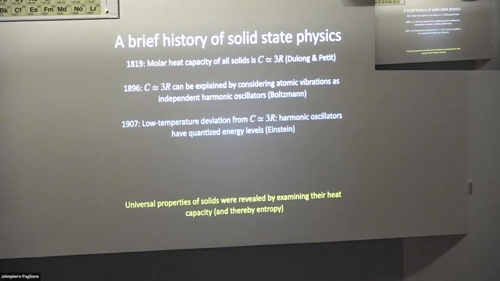Okay. So then another 20 years later, or 10 years later, experiments were demonstrating that as you go to a lower temperature, the C equals 3R no longer holds. And so now, looking at heat capacity or entropy, we started by getting a microscopic description of solids, at least at a classical level, and then Einstein, and a few others around the same time, figured out that you could explain this low temperature deviation by quantized energy levels.